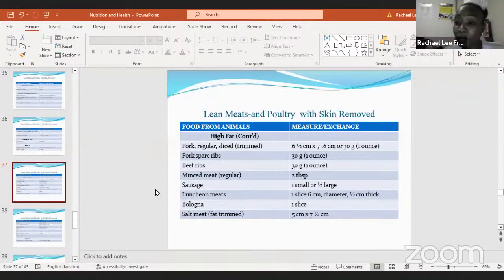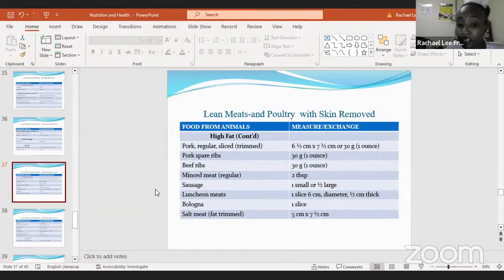And for some of us who are having the bologna, and we're having like 5, 6 slices or 3 slices, it's saying 1 slice here. So when you have 2 or 3, you're actually consuming too much fat. Because if you notice, it's already under the high fat meat section. So you don't want to have more than 1 slice.